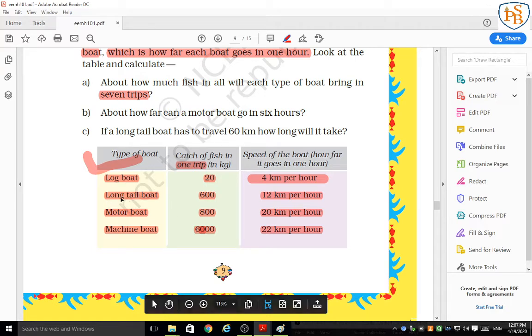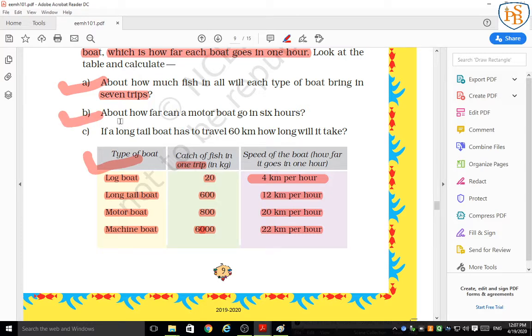Now next, students, can you solve for long tail boat, motor boat and machine boat? Can you solve at your home? Understood how to solve the first question? Here they are giving one trip, so we have to find out 7 trips. Whenever we have to find for 7 trips, you just have to multiply by 7. Okay, everyone? So next, the second question, B: how far can a motor boat go in 6 hours? What is the question?